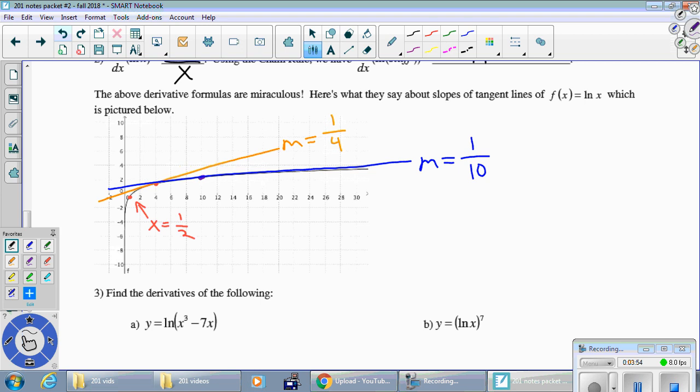And I will draw my tangent line. And the slope of that tangent line is 1 over the x coordinate, 1 over a half, or said another way, 2.